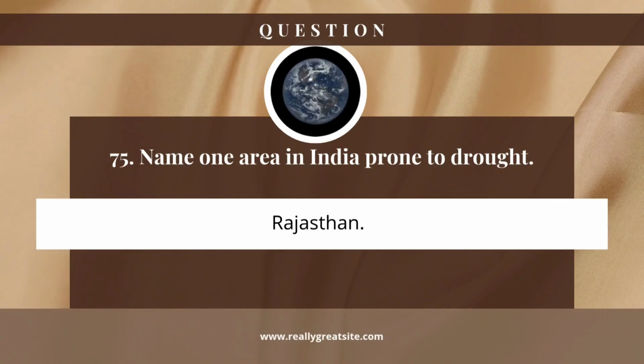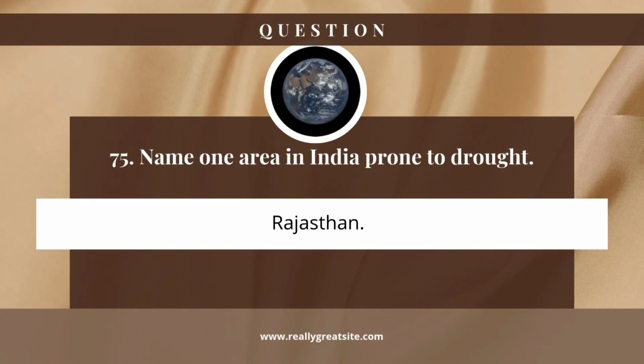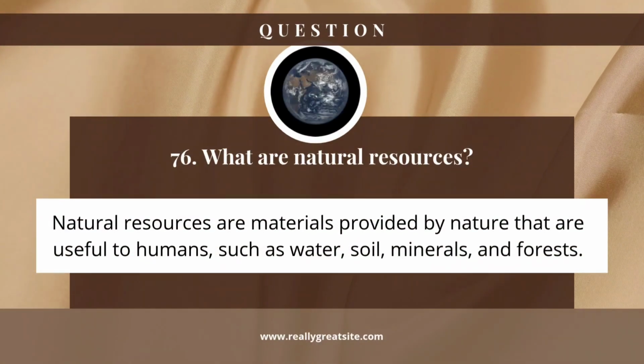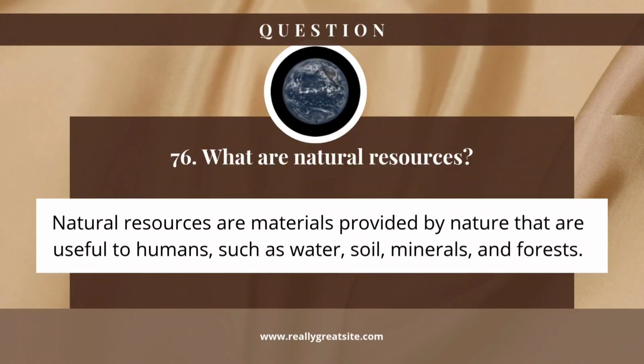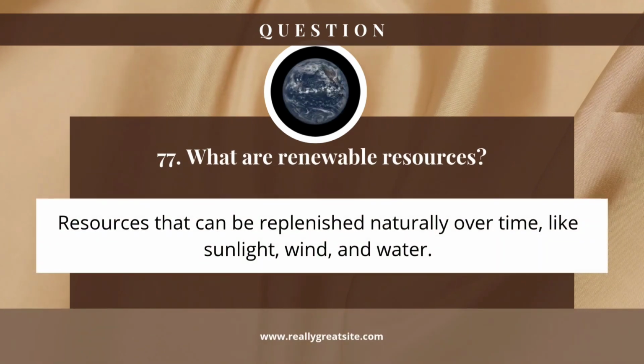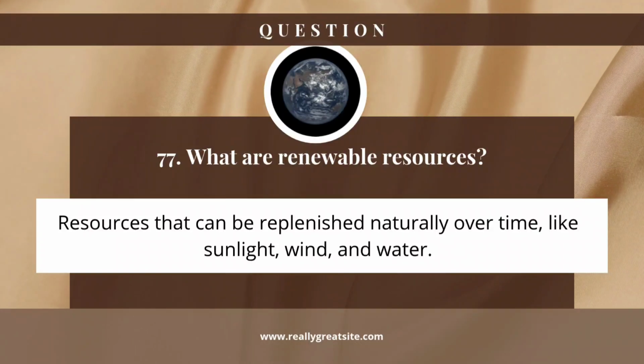75. Name one area in India prone to drought. Answer: Rajasthan. 76. What are natural resources? Answer: natural resources are materials provided by nature that are useful to humans, such as water, soil, minerals, and forests. 77. What are renewable resources? Answer: resources that can be replenished naturally over time, like sunlight, wind, and water.